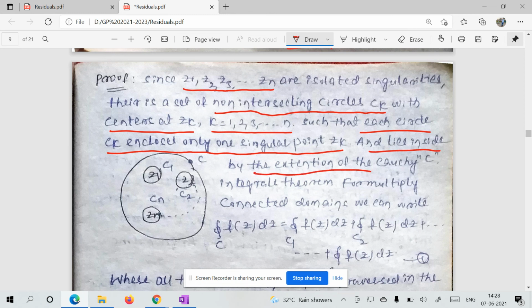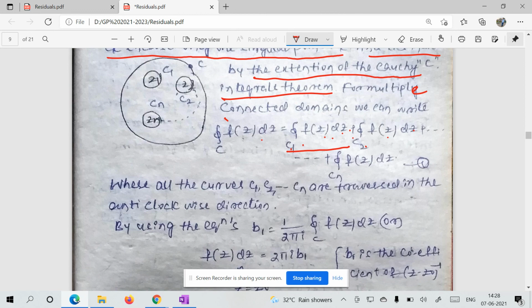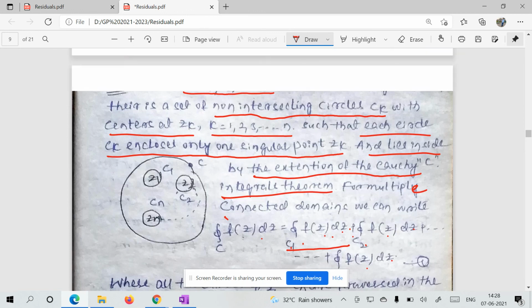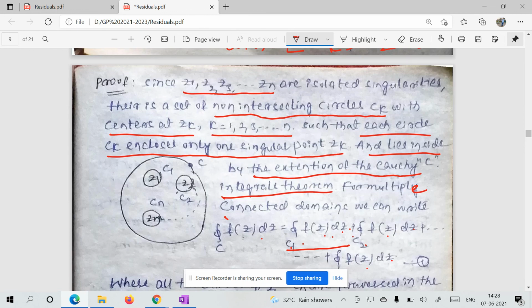inside C, by the extension of the Cauchy integral theorem for multiply connected domains. For multiply connected domains we can write the integral over C of f(z) dz equal to the integral over C1 of f(z) dz plus the integral over C2 of f(z) dz plus ... plus the integral over Cn of f(z) dz. Here z1, z2, z3, ..., zn are the isolated singularity points.